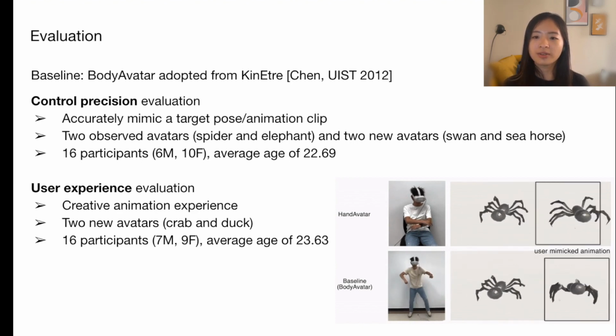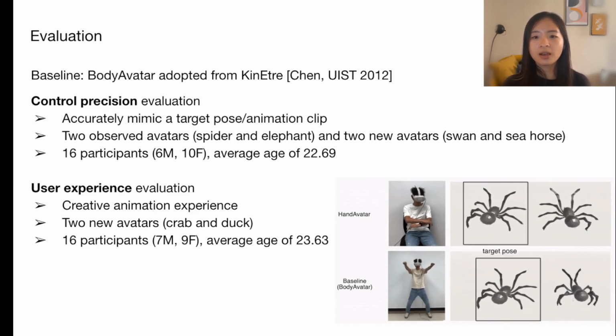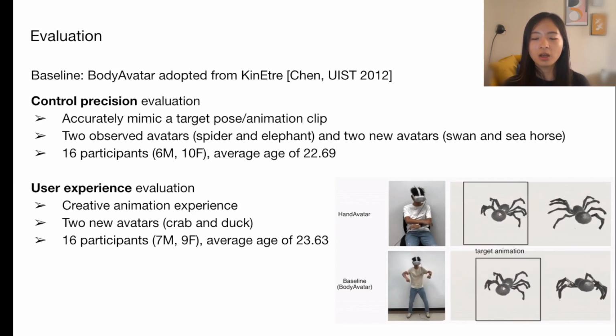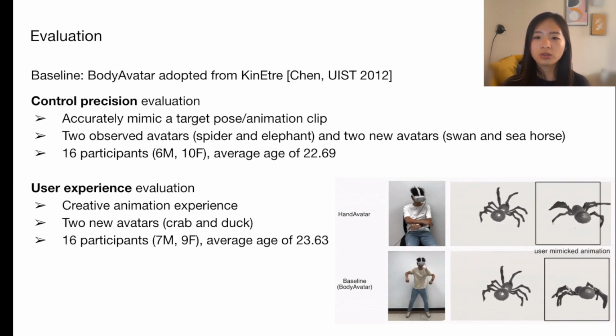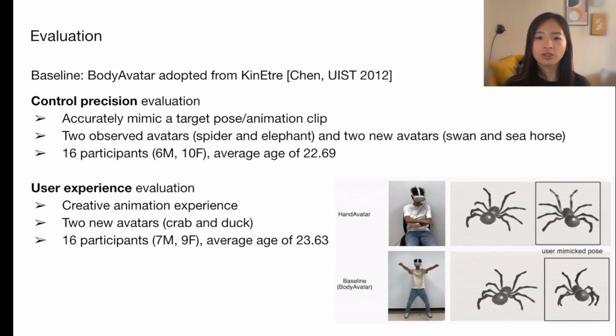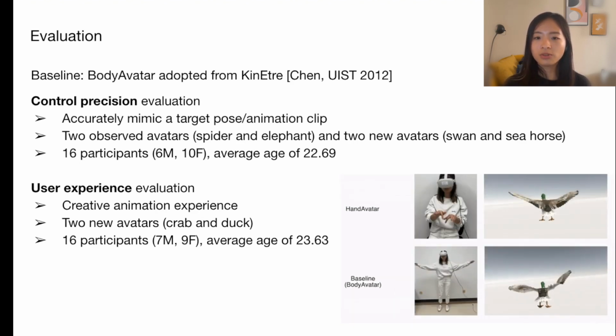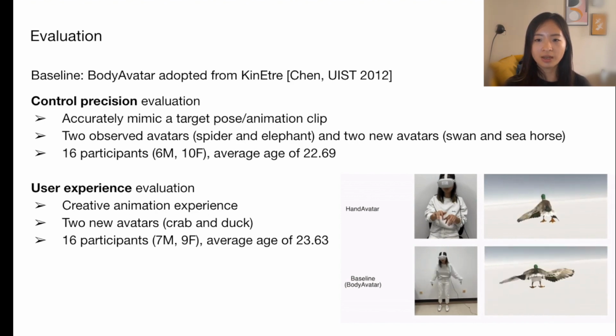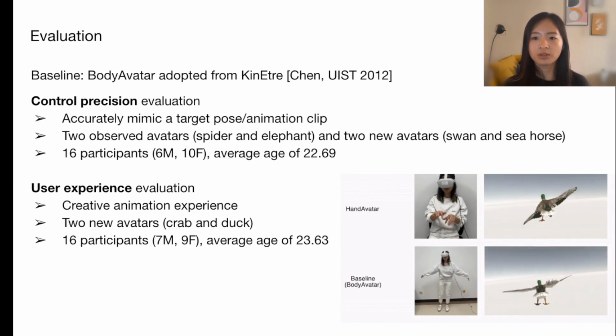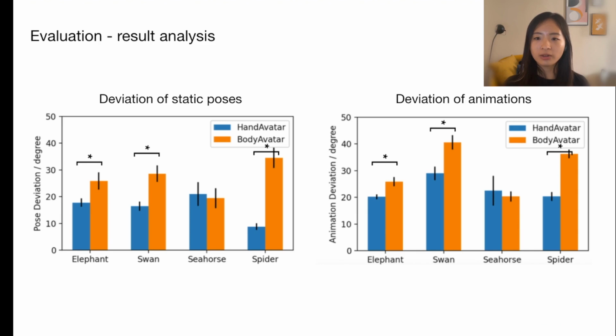Control precision is evaluated with static posing and animation mimicking tasks. 4 avatars, including 2 observed and 2 new avatars, are tested. User experience is evaluated with a creative animation composition task on 2 new avatars. We calculated the angular deviation from the target static pose or animations as a metric for evaluating control precision.